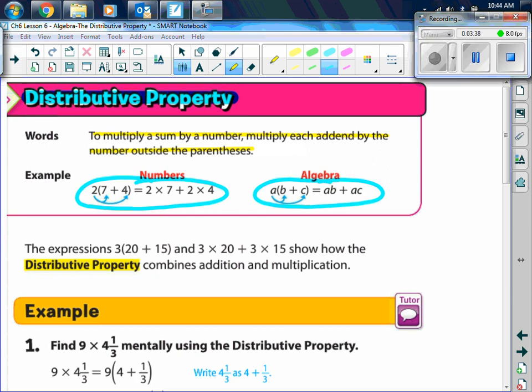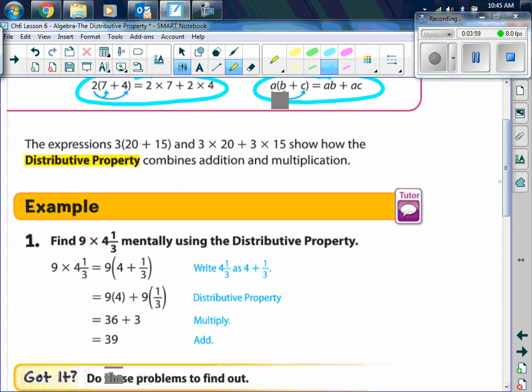All right, so the expressions 3 times quantity, 20 plus 15, and 3 times 20 plus 3 times 15 show how the distributive property combines addition and multiplication. And of course, those are the expressions that we got from our warm-up, right? So let's take a look at our first example. Here, we want to find 9 times 4 and 1/3. We want to find it mentally using the distributive property.